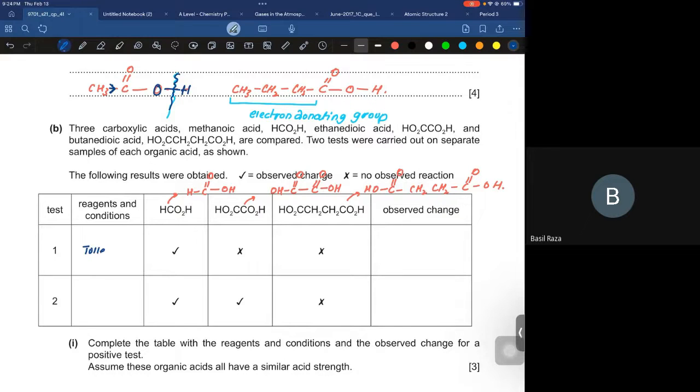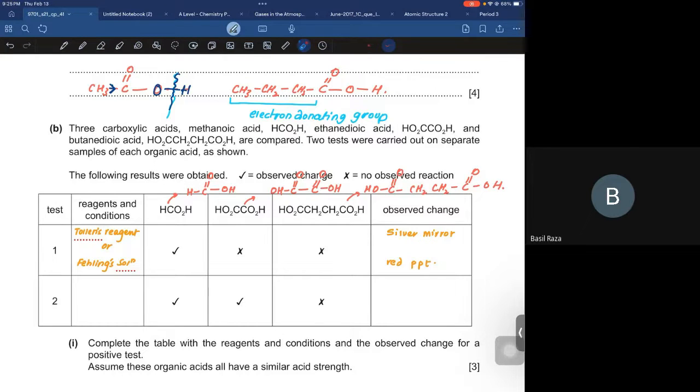I am going to add Tollens reagent, or you can add Fehling's solution. So what I would observe, if you have added Tollens reagent, is a silver mirror. And if you have added Fehling's solution, I would observe the red precipitate.